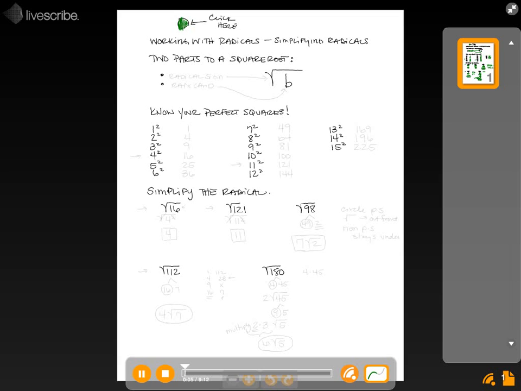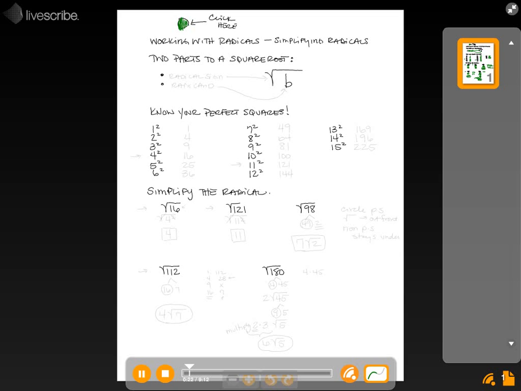Alright, this is some of your notes for the intro parts to Chapter 7. In Chapter 7, we are going to deal with radicals. So this intro section, before we actually get to the chapter, we're going to learn how to do some operations with radicals. And in this particular video, we're going to learn how to simplify radicals.